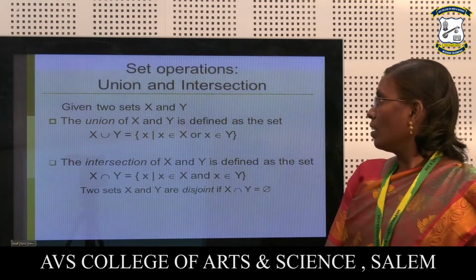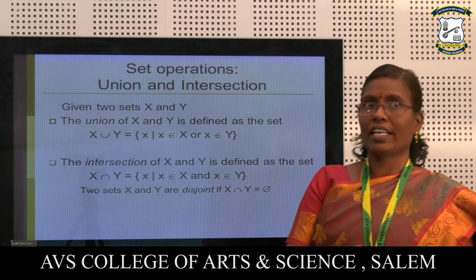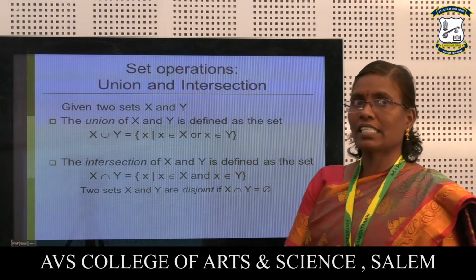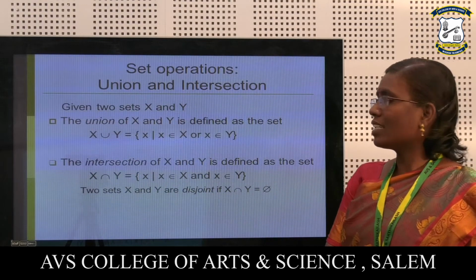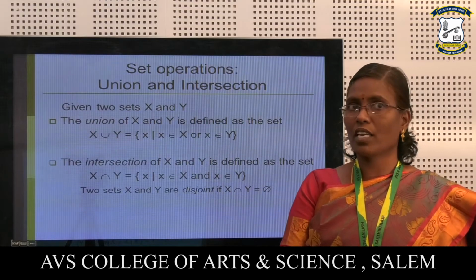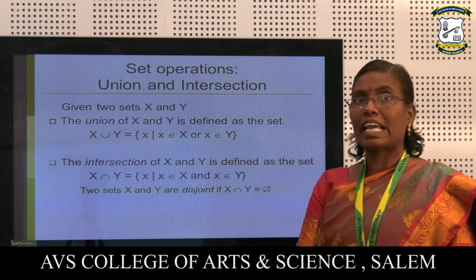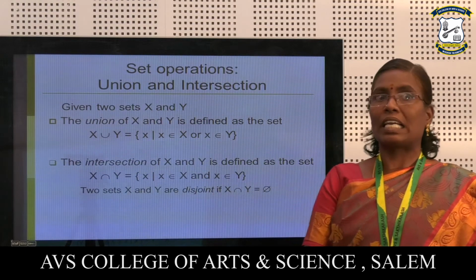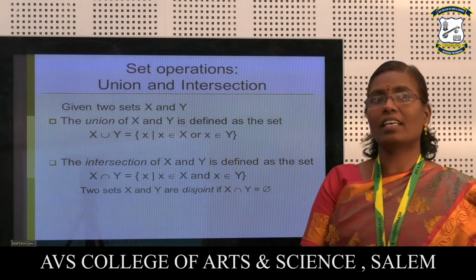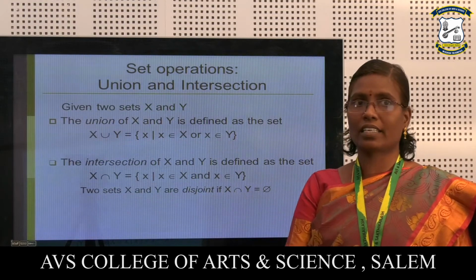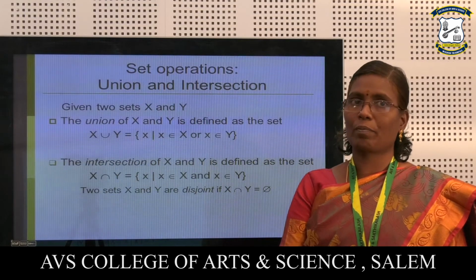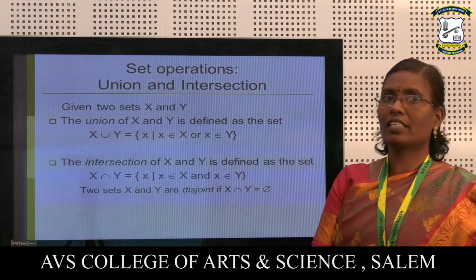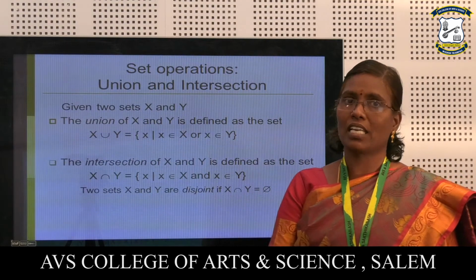Next, set operations. There are two operations, union and intersection. Given two sets X and Y, the union of X and Y is defined as X union Y is equal to the set of x such that x belongs to capital X or x belongs to capital Y. The intersection of X and Y is defined as X intersection Y is equal to the set of x such that x belongs to capital X and x belongs to capital Y. Two sets X and Y are disjoint if X intersection Y is equal to empty.